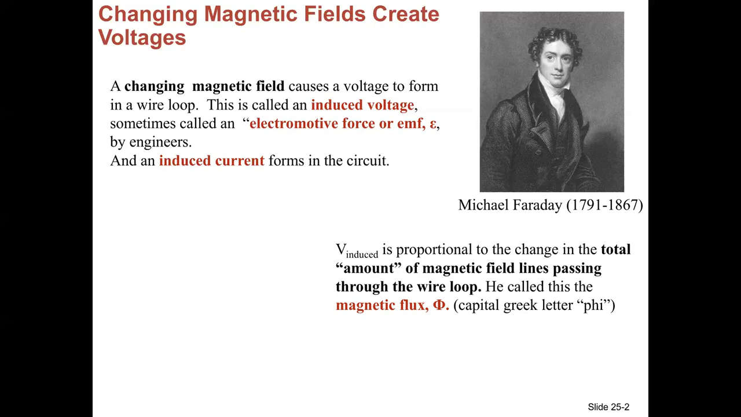So another thing that he induced is this idea of flux in physics, which is something I'm going to talk about in the next slide. But his law stated in this idea is that more or less the induced voltage we get from this changing magnetic field is proportional to the total amount, quote unquote, of magnetic field that passes through the wire loop. And he called this idea the total amount of magnetic field, the magnetic flux. And they use the Greek letter capital phi to represent it.